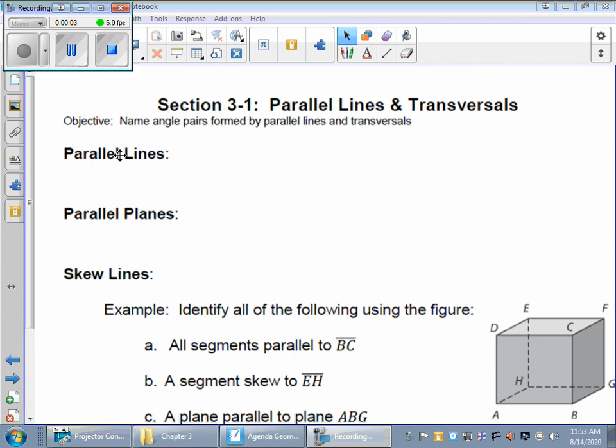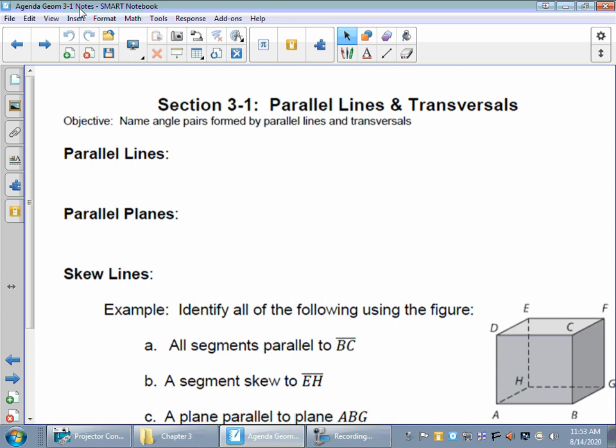All right. Hello. Welcome to another edition of Geometry. We are in Chapter 3. Section 3.1 is the first one, parallel lines and transversals. Our objective for this lesson is to name angle pairs formed by parallel lines and transversals.